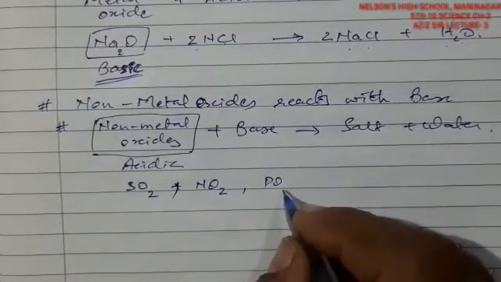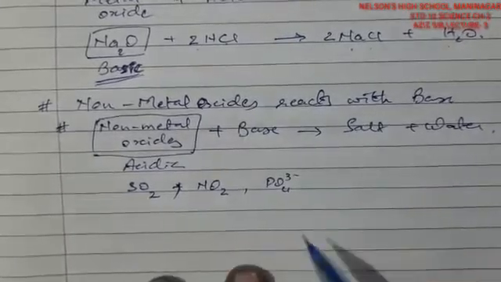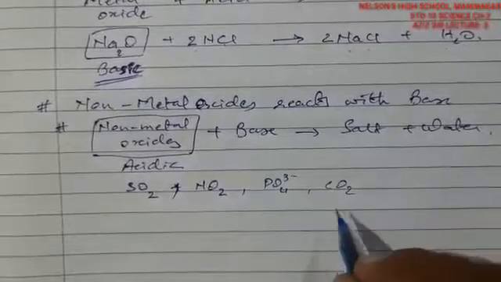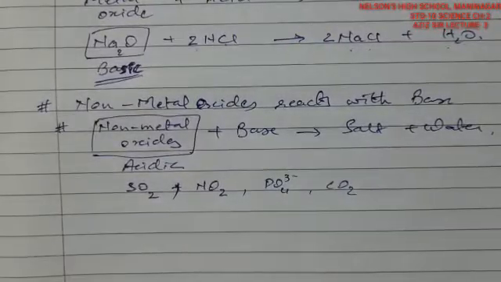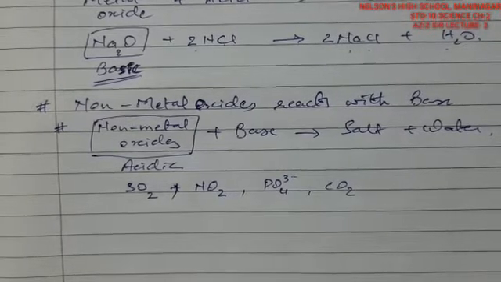PO2 gas, that is PO4 3 minus, is reacting with water molecules turning to phosphoric acid. Even carbon dioxide forms carbonic acid. So all non-metal oxides are acidic by nature, and this clearly shows that they are acidic by nature.